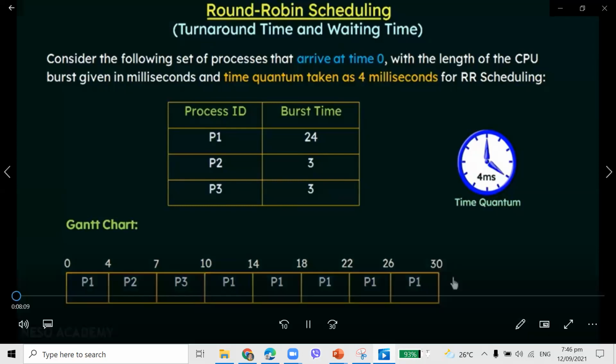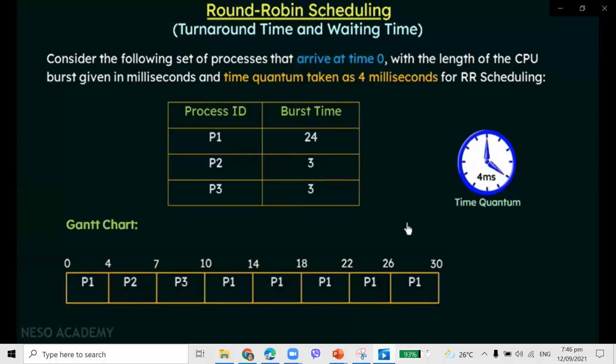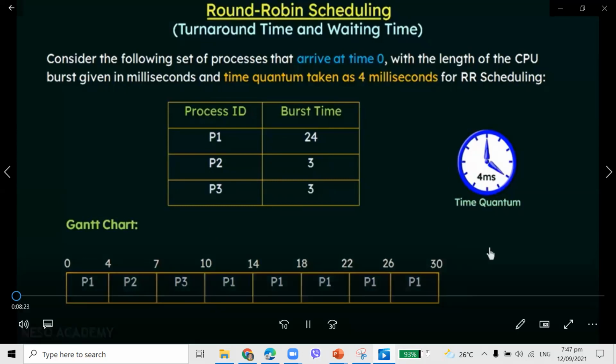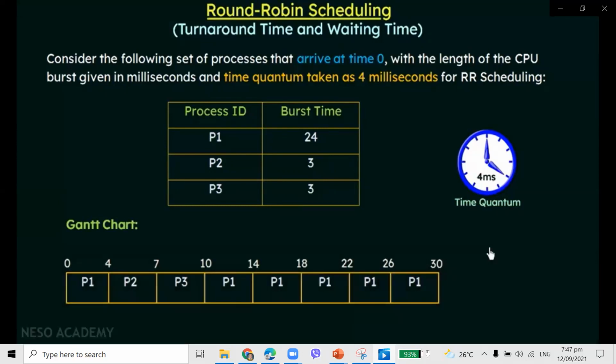So here we see that each process is allowed to execute only for the time quantum of 4 milliseconds. So at the end, even though it was only P1 that was waiting in the queue, P1 will execute only for its 4 milliseconds, then it will be preempted, but since it was the only process in the queue, P1 itself will be given the CPU and it was executing again and again. So that is what happens in round robin scheduling.